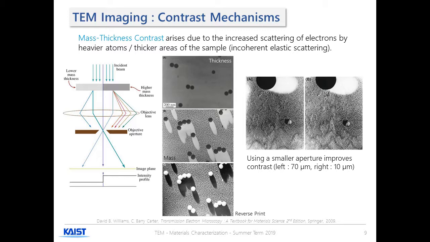On the central figure, you can see how thickness and mass information can be combined to provide a 3D representation of latex particles. Moreover, reducing the aperture can lead to higher contrast, as more scattered electrons will be excluded from contributing to the image.